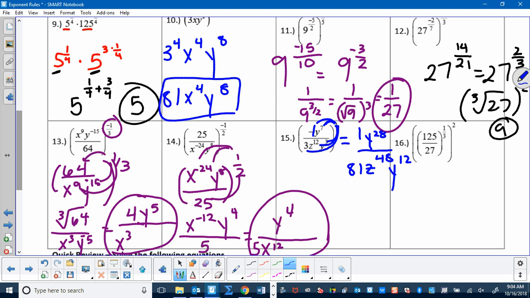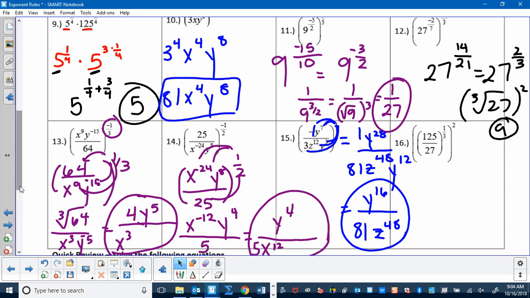What do you have to do with these y's? Subtract them. Where are there more? At the top, 28 minus 12 is 16 over 81 z to the 48th. There are no more y's on the bottom. They're gone. So this would be your final answer. Check. Are there any negatives? Nope. So we're good.